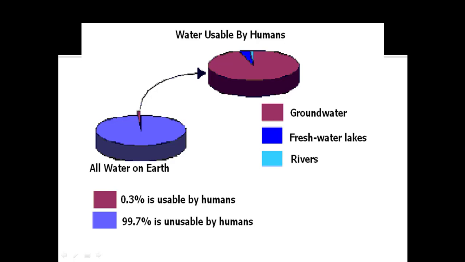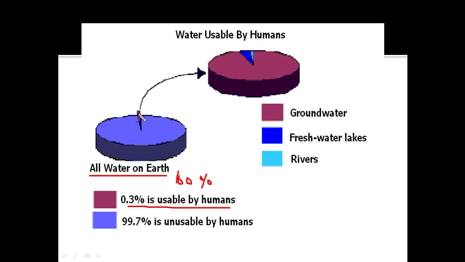Now let's have a look. This is a very interesting pie diagram that represents how much water humans can access or use. All the water on earth is about 100%. Out of 100%, there is a very interesting statistic here. The larger part of this pie diagram, in blue color, represents that 99.7% is unusable by humans and only 0.3% is usable by humans.